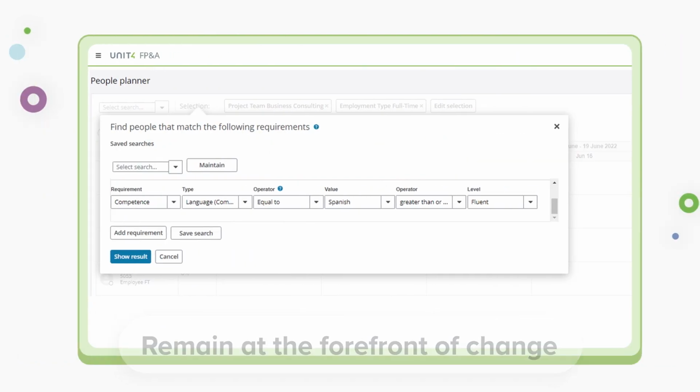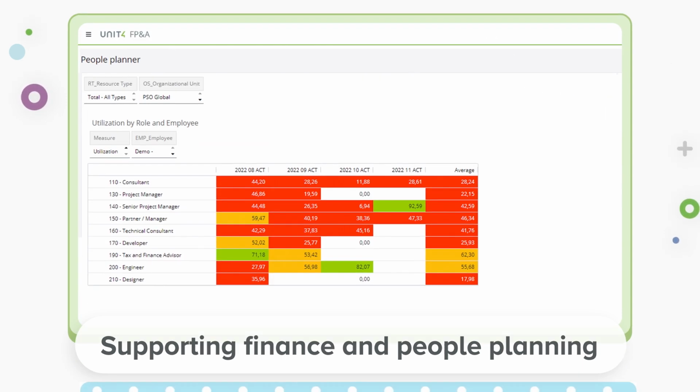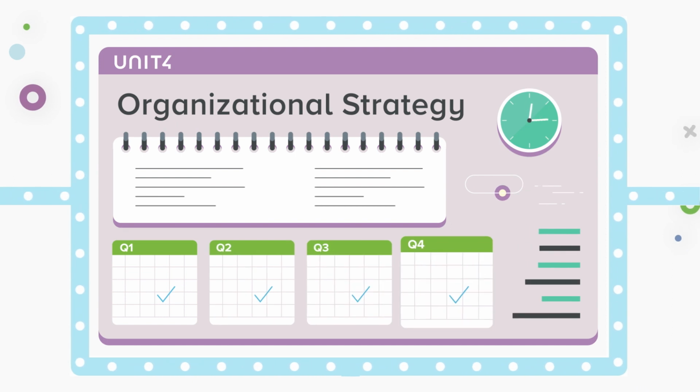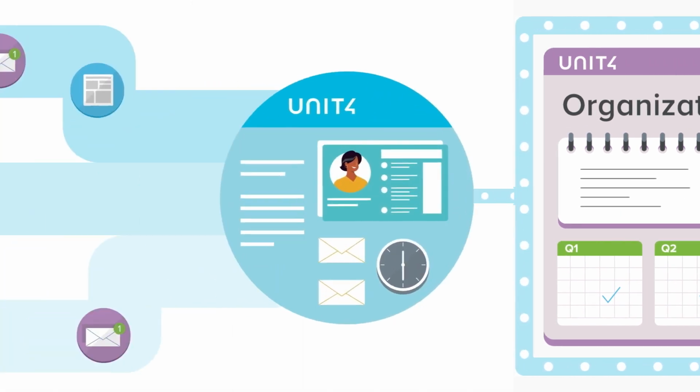change. Unit4 not only helps you with financial and HR planning, but supports your nonprofit's organizational strategy through both quarterly and annual planning. Your people data is integrated too, so staffing becomes easier.